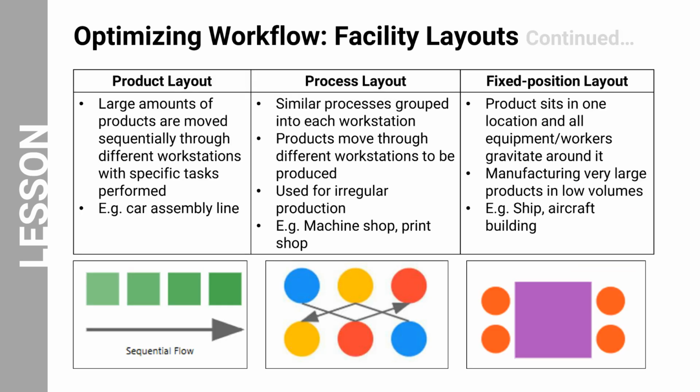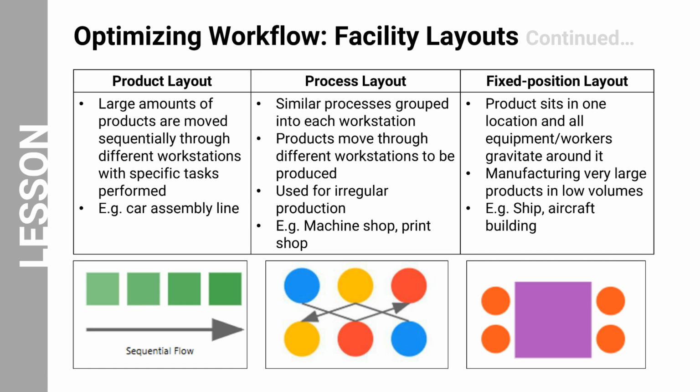A product layout, such as an assembly line, has large amounts of products that are moved sequentially through the different workstations at which specific tasks will be performed. A process layout, mainly used for irregular production, groups similar processes together into workstations. For each process, such as cutting, milling, or dyeing, the material will go through one workstation and be entirely processed there before it moves to the next.